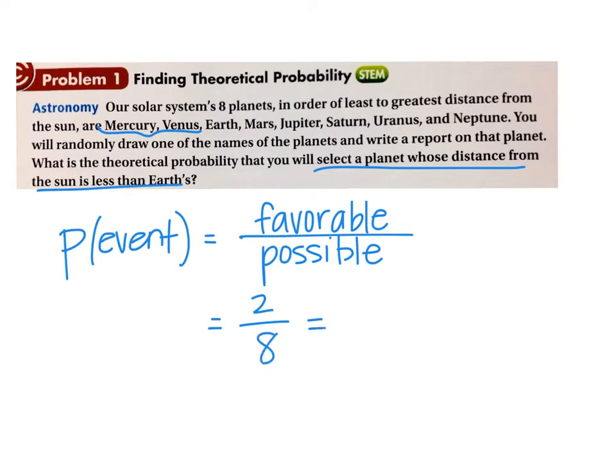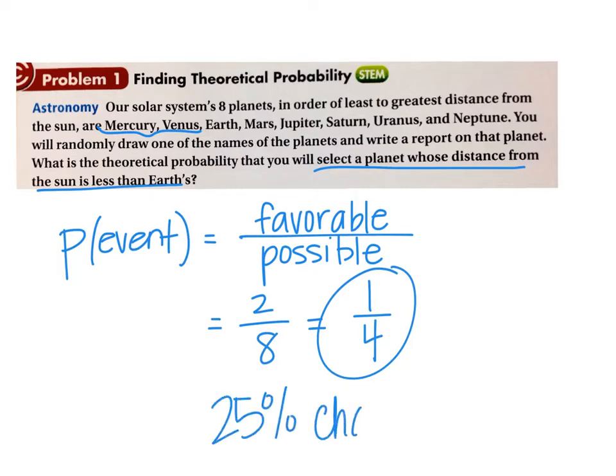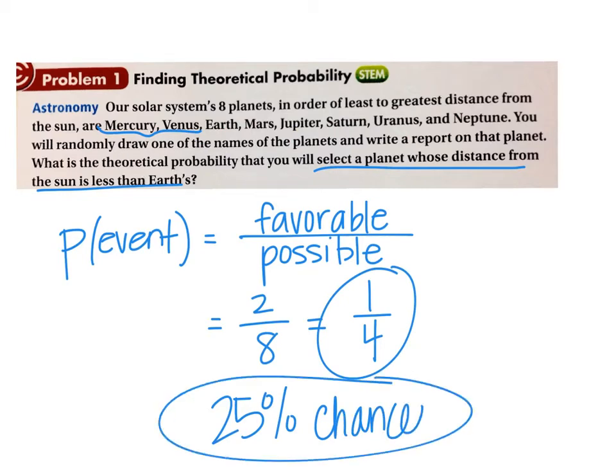And you can always reduce probability. You could also rewrite it as a percent. So you could say you have a 25% chance. And either one, your probability is 1/4, or you have a 25% chance.